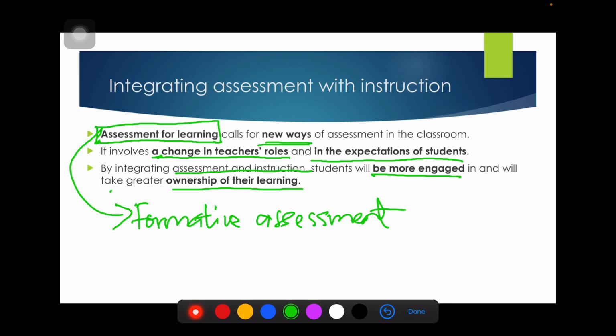So you need to integrate assessment into your instruction. Your activities are not merely activities, but a way for you to assess whether your students are able to understand what they learned in that particular lesson that you taught them that day.